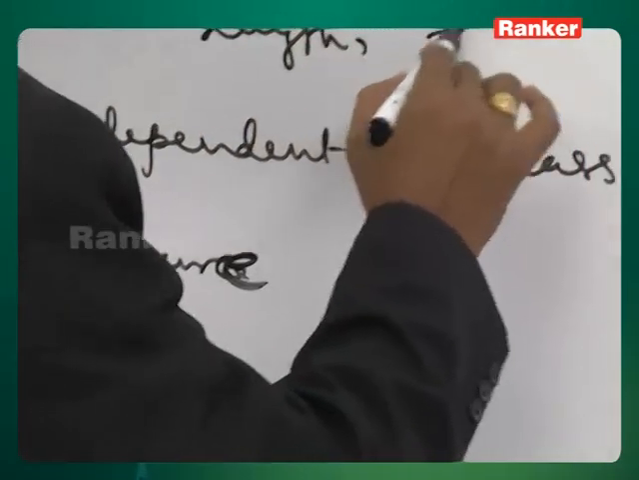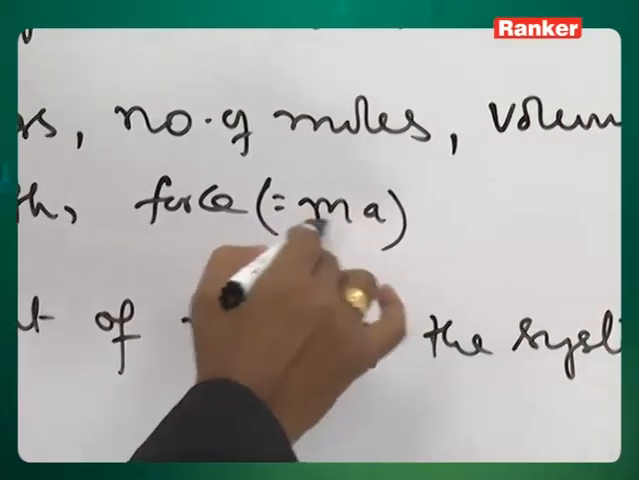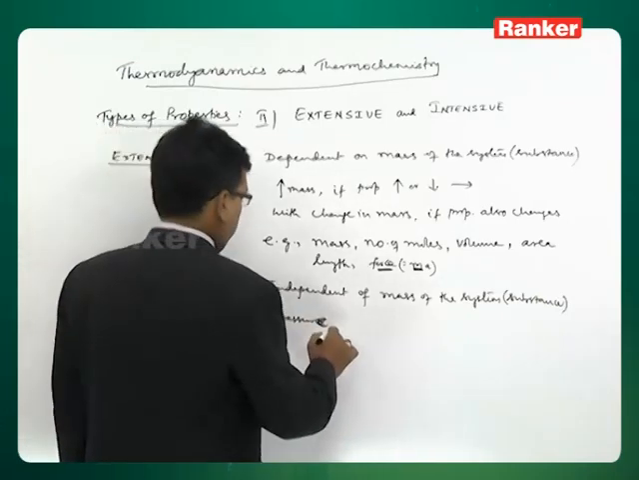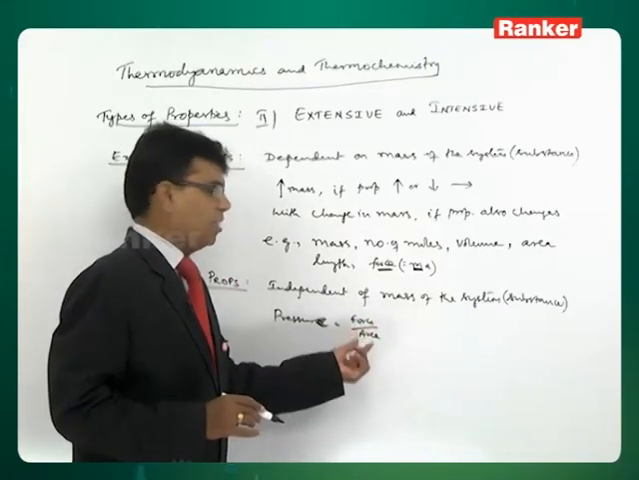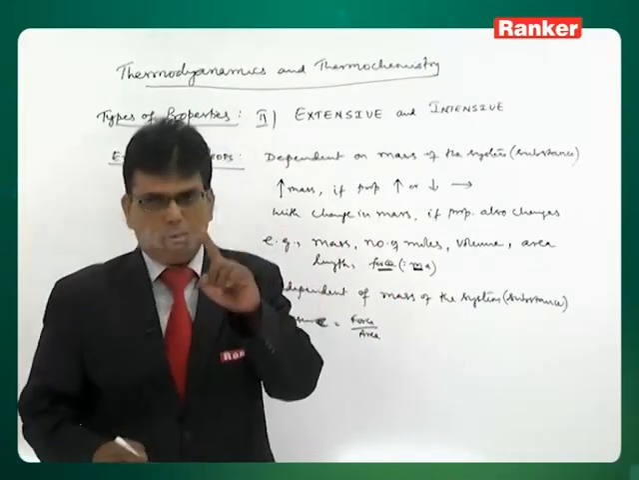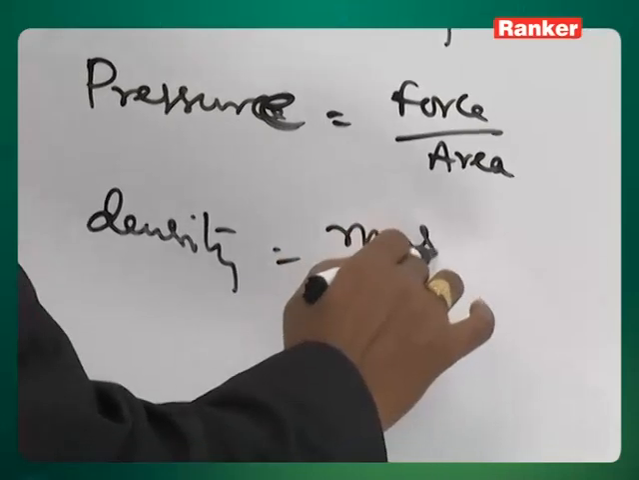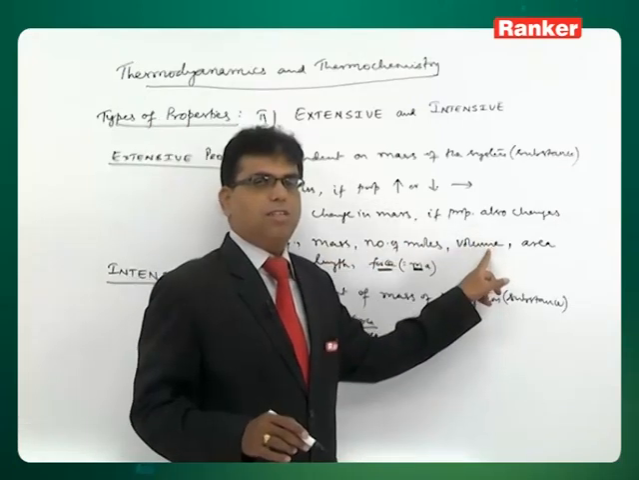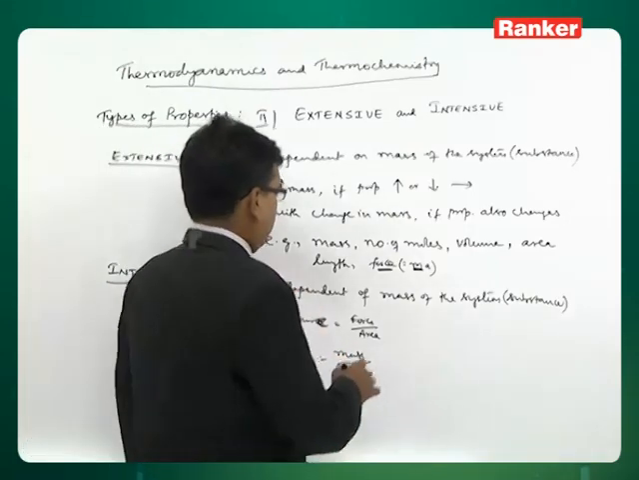And here in extensive properties also what we can write is force, because force is equal to m into a. As m increases, force also increases, right. Pressure is nothing but force per unit area, force by area. As the area increases, force also increases. So, force and area will increase in the same ratio. So, pressure remains constant. Then density, as it is mass by volume, as mass increases, as we just told, volume also increases. So, the ratio of mass to volume remains constant, that is density remains constant.